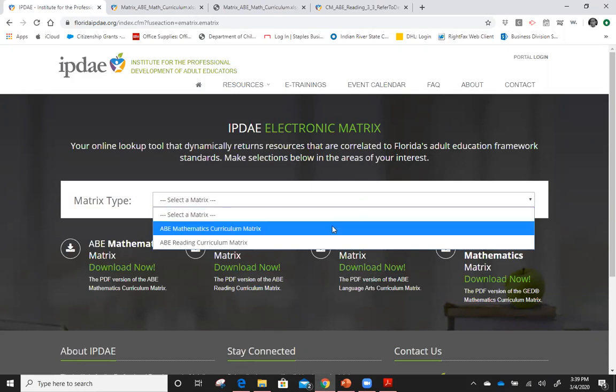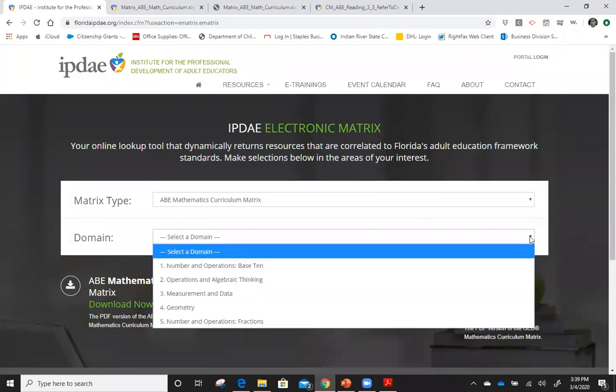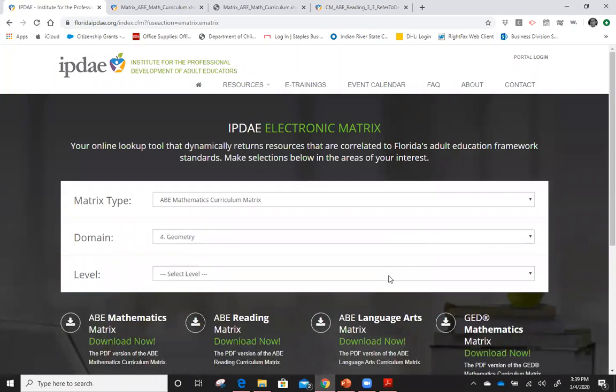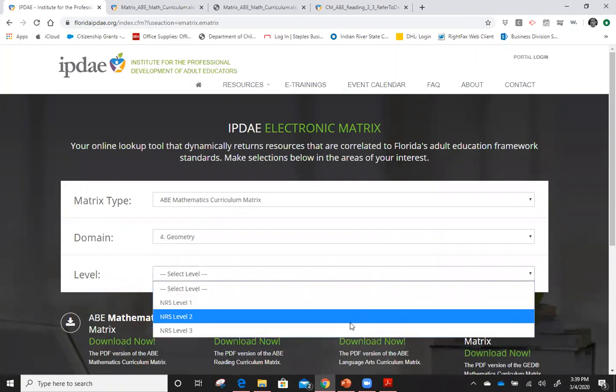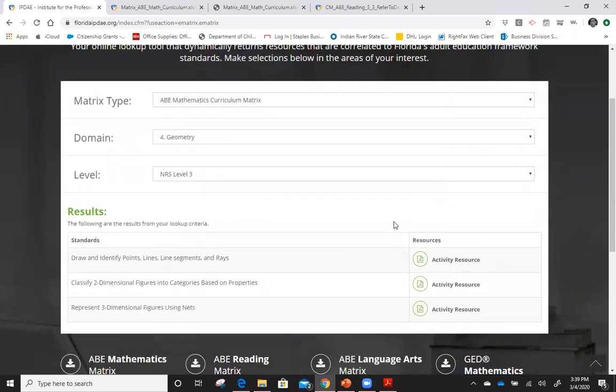So let's first talk about the math. Let's say, for example, we go into the math matrix, click on the math curriculum matrix, and then it's going to ask you to select what particular domain you are looking for. So you can say, okay, let me look into geometry. And then once you've selected the domain, it's going to ask what level of student or content you are trying to present or explore. So I'll go to level 3 geometry, and it's going to show you all of the available resource activities within that level, within that domain.